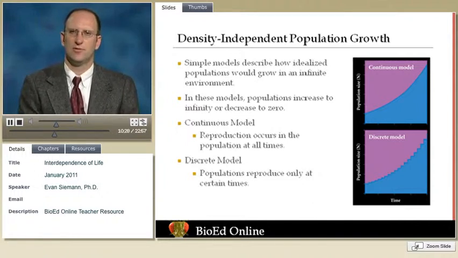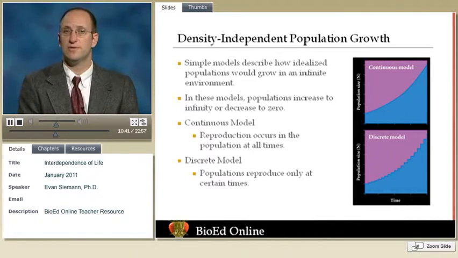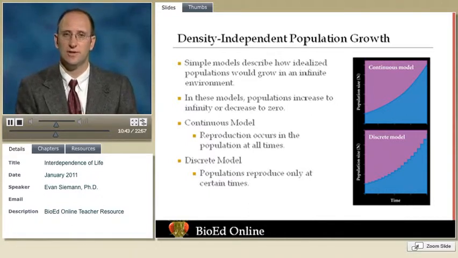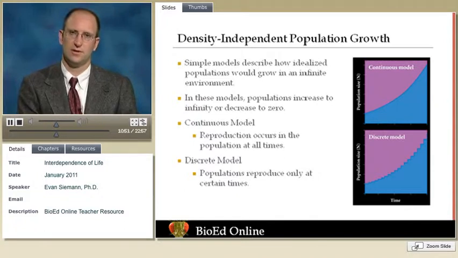In the other type of population model, another one of these density-independent models, reproduction or deaths could happen at certain times during the year. So for instance, if you looked at a population of deer, fawns tend to be all born about the same time of year. So it isn't that there's fawns being born all the time. There's periods where fawns tend to be born, and there's periods of relatively high mortality also for adult deer.